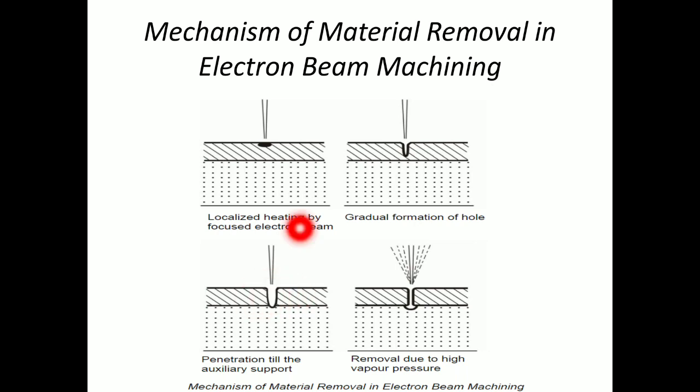If you are using an electromagnetic coil, it is used to widen the hole because it can move the electron beam. Now, removal is due to high vapor pressure. You can see the material is being removed because of high vapor pressure. So this is the mechanism of material removal in electron beam machining.